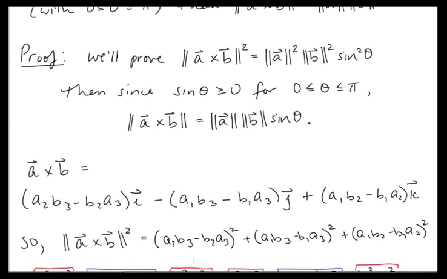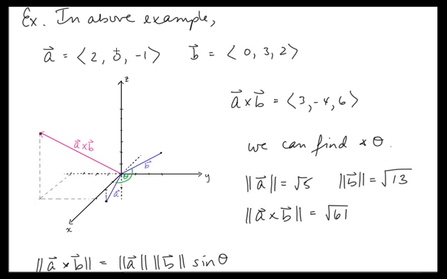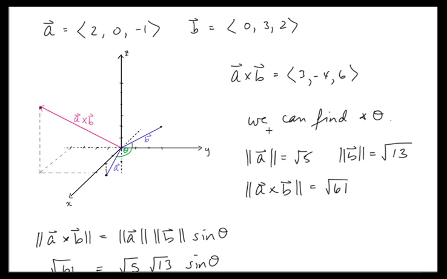So we have proven that length of a cross b is equal to length of a, length of b times sine theta, where theta is the angle between a and b. Now in the above example, we had vectors a, b, and we found a cross b. We can find angle theta now that we have our new formula. We know the length of a is radical 5, length of b is radical 13, and the length of a cross b, a little more computation to do there, is radical 61.